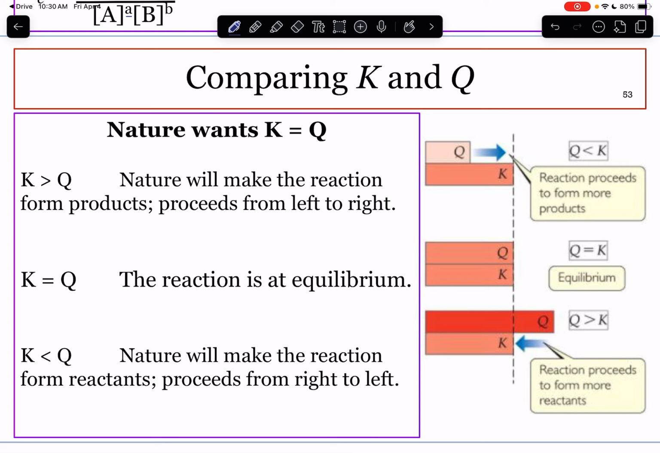So if K is greater than Q, nature will make the reaction form more products, and the reaction proceeds from left to right in order to increase the value of Q up to the value of K. Because once K and Q are equal to each other, that means the reaction system is at equilibrium. But if the K value given in the problem is less than the calculated Q, then nature will make the reaction form more reactants, and the reaction will shift to the left in order to decrease Q down to the level of K, because nature wants K and Q to equal each other.